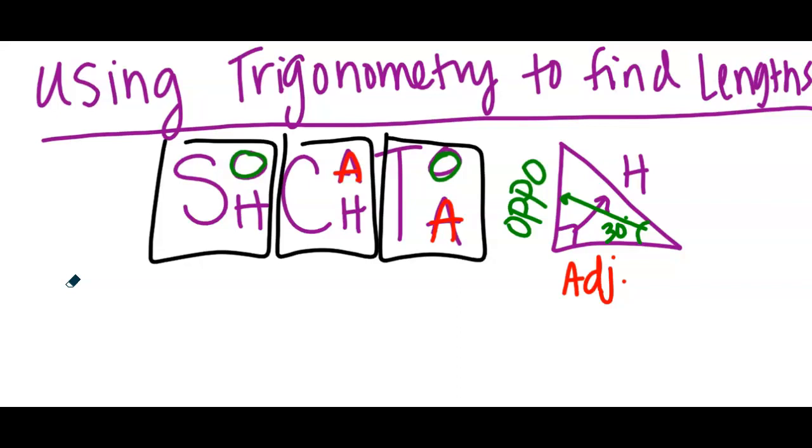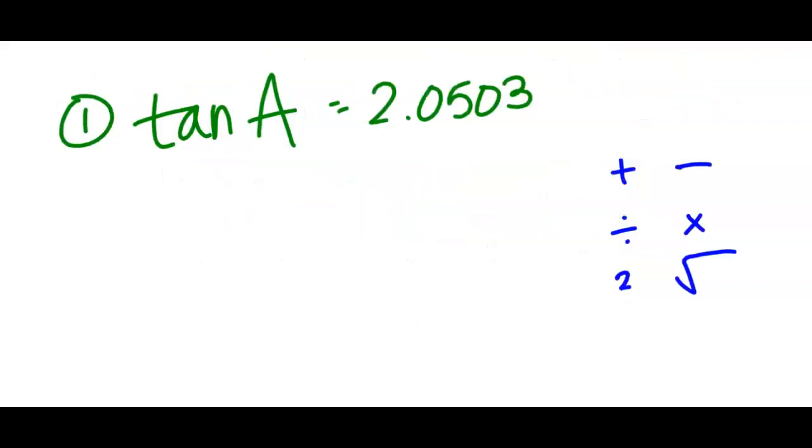So, when I was looking at side lengths, I knew my angle, I looked at my opposite, my adjacent, my hypotenuse, whatever I knew, and I used the appropriate trigonometric function. So now what happens if we don't know what our angle is? Well, we're going to have to undo this. So we need to take the inverse.